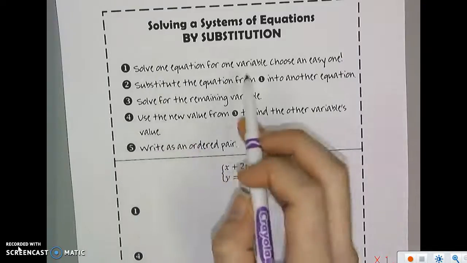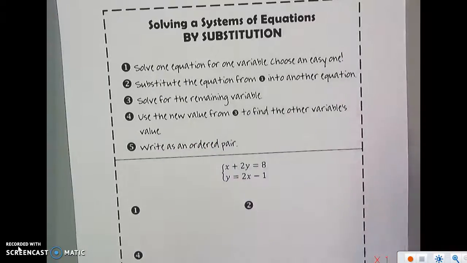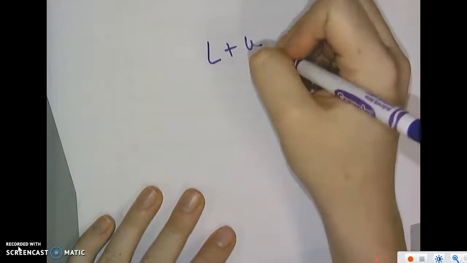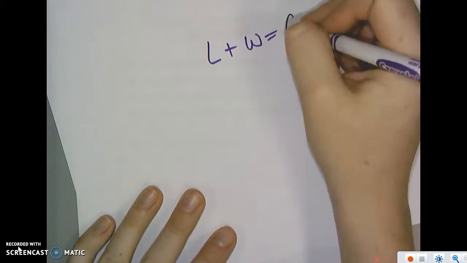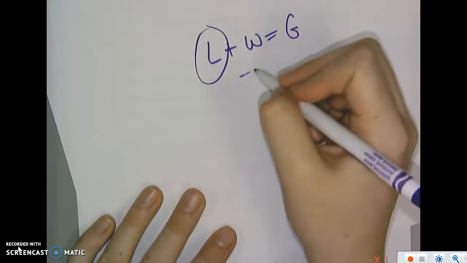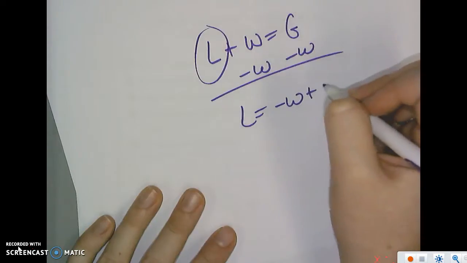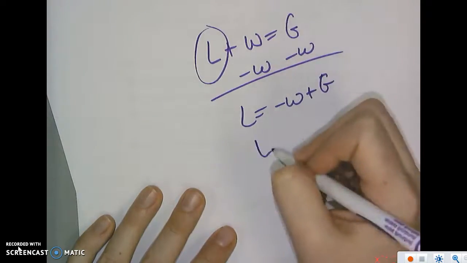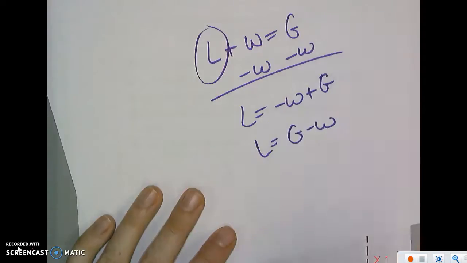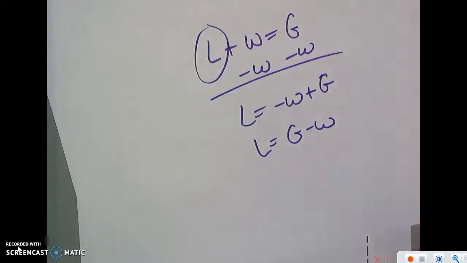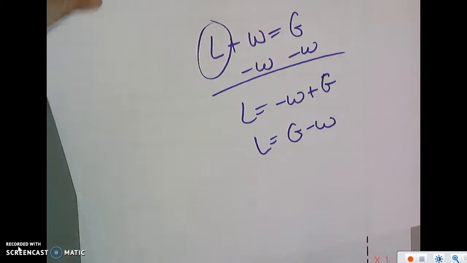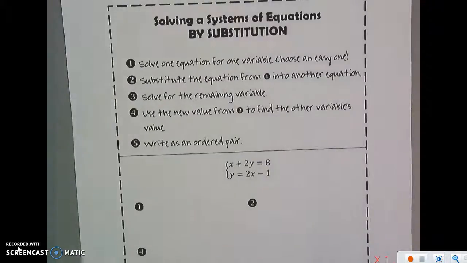So first of all, we want to solve one equation for one variable. Very much what we did at the beginning of the year when we were solving literal equations. Remember literal equations, we could have had a formula like L plus W equals G, and we wanted to solve for L, so we would subtract W. We'd have L equals negative W plus G, or you could have written it like this, G minus W. So again, here's where math lays itself back onto each other. We're going to revisit the scale. Alright, so here we go.